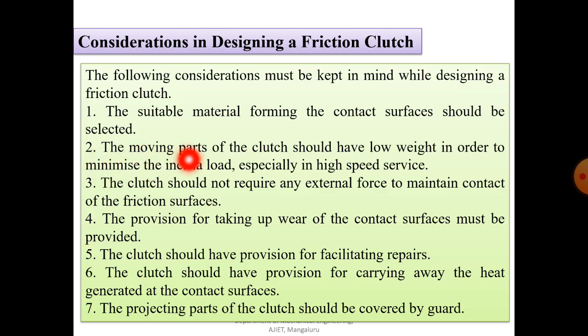Now coming to the second one, the moving part of the clutch should have low weight in order to minimize the inertia load, especially in high speed service. So this is the second design consideration. Now the third one, the clutch should not require any external force to maintain contact of friction surface. It doesn't require any external force. Then the fourth one, the provision for taking up wear of the contact surface must be provided. Fifth one, the clutch should have provision for facilitating repairs.